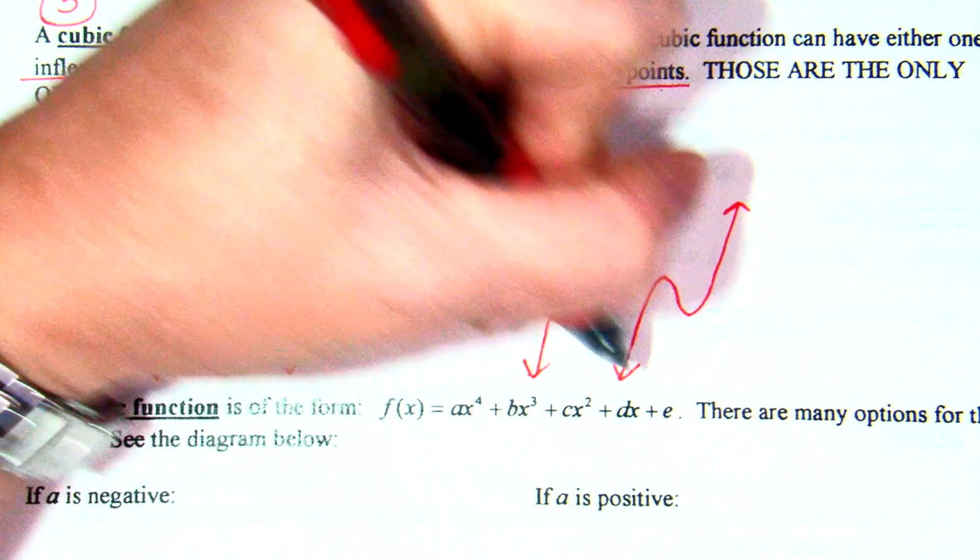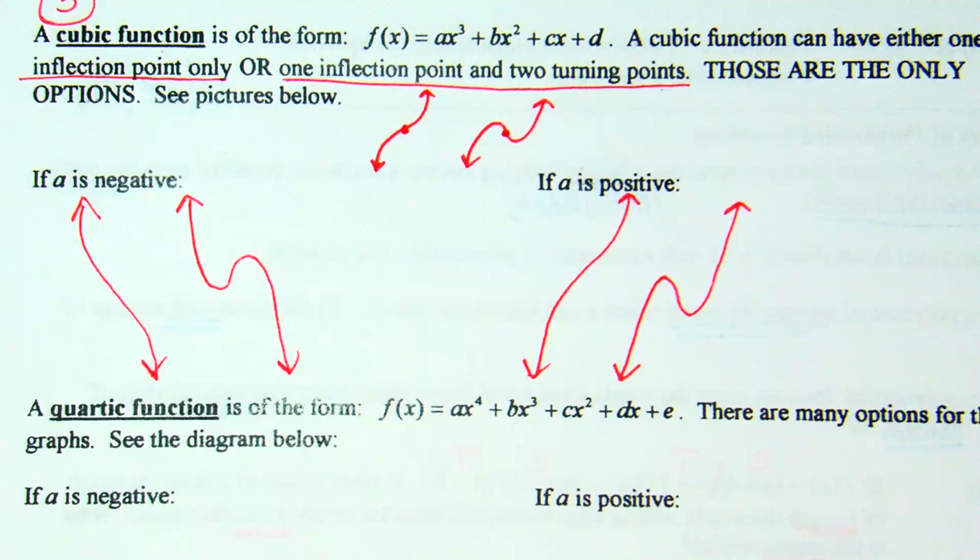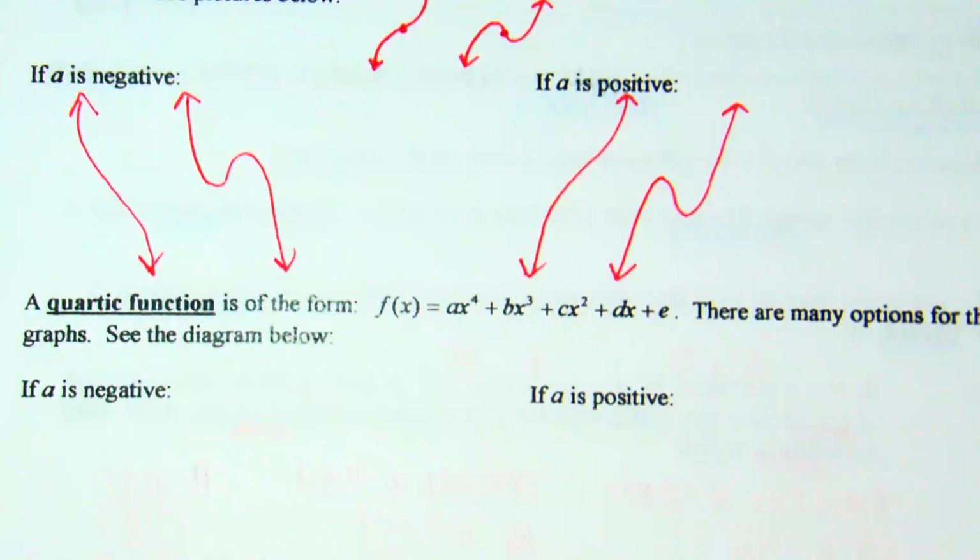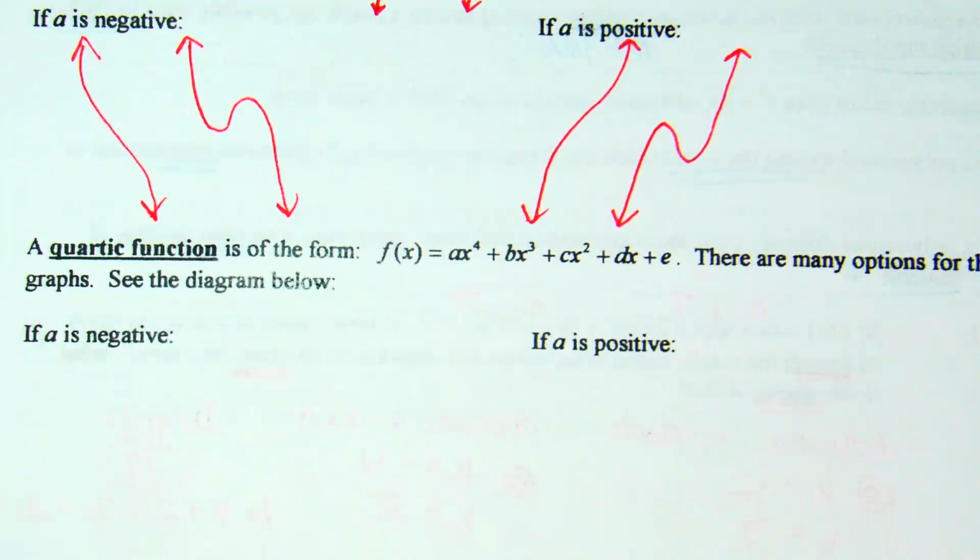Okay, so those are cubics. Good to recognize. Okay, quartic. What do you know about quartic? What number? Okay, when you hear quartic, we're thinking 4.